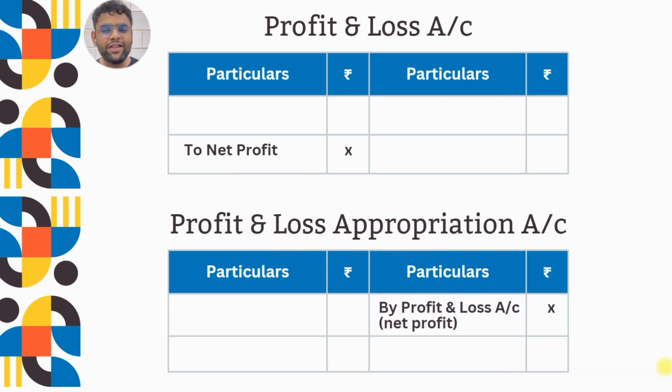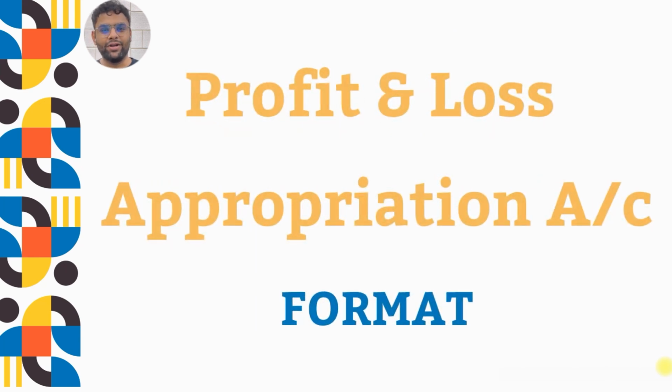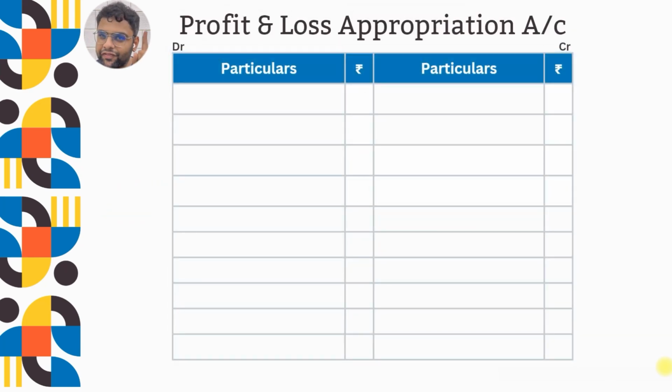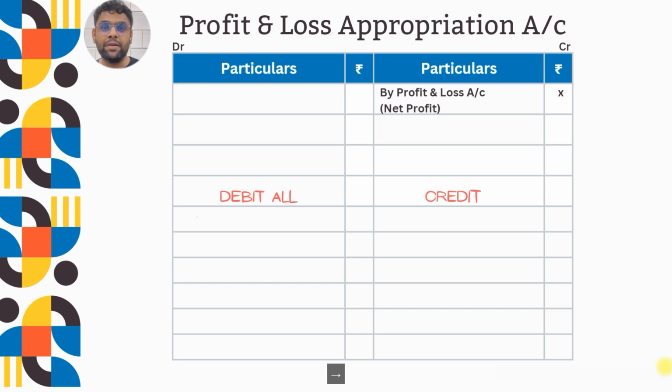Now let's look at the format of the P&L appropriation account. It looks like this, and the first thing we'll do, as already discussed, is bring down the net profit from P&L by P&L account bracket net profit. Now you need to remember that P&L appropriation account के debit side पे you will record all appropriations and credit side पे you will record all incomes. ये appropriation मतलब profits being set aside to meet expenses or to create reserves. We will see as we proceed.